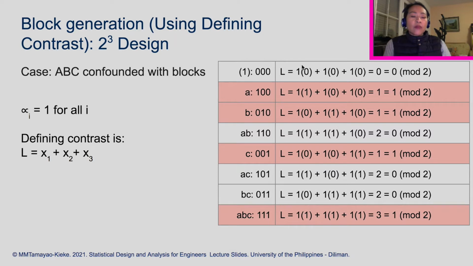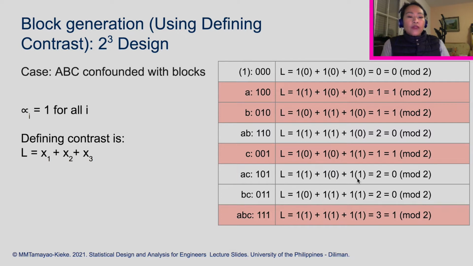Now, using these numbers, we just plug them into the defining contrast equation. So we have 1 times 0 plus 1 times 0 plus 1 times 0, and this would be equal to 0, and L modulus 2, 0 modulus 2, we get L modulus 2. Now, for A, we have L is equal to 1 times 1 plus 1 times 0 plus 1 times 0, and this would be equal to 1, and so on.